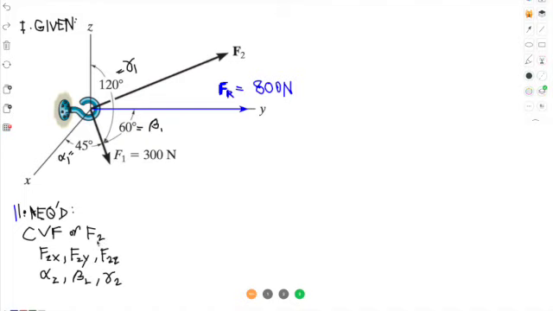Okay, so now let's go to our solution. Okay, where will I put that? Let me put that here.